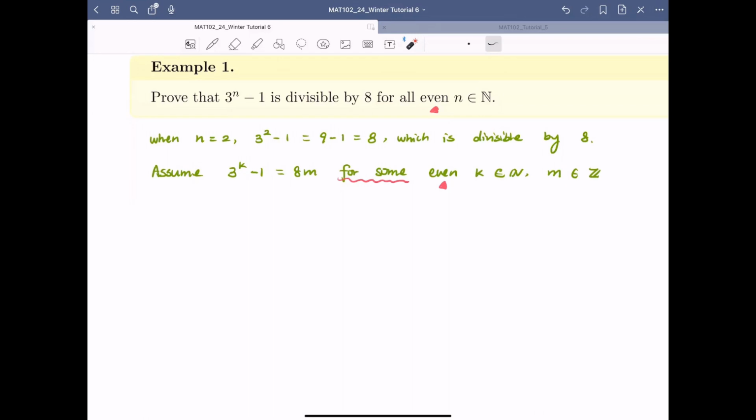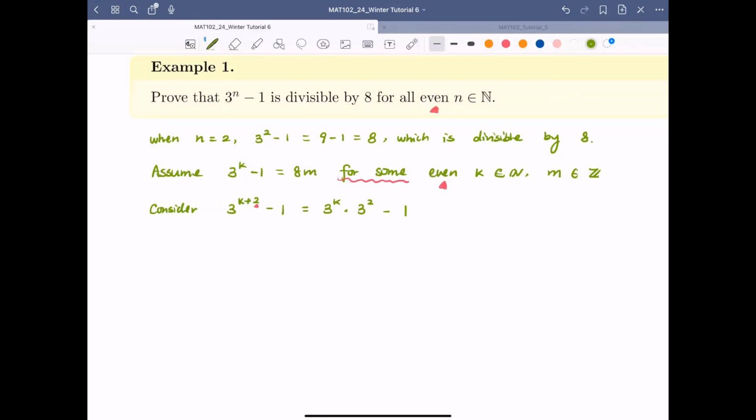So what we need to consider is actually when n equals k plus 2: 3 to the k plus 2 minus 1. I'm going to emphasize the 2 here. And thus, we can rewrite it as 3 to the k times 3 to the 2 minus 1.